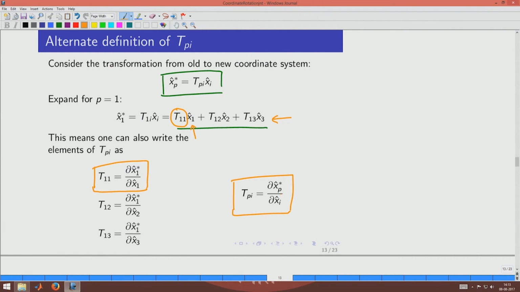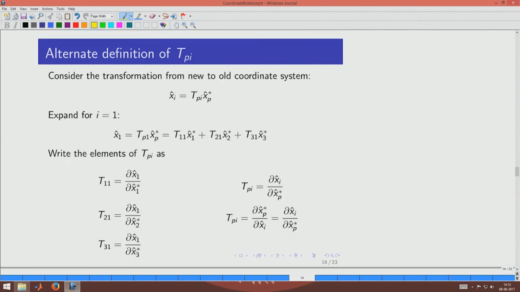So, the convention is that the first index goes to the numerator and the second index goes to the denominator, and p corresponds to the index of the new coordinate system, I corresponds to the index of the old coordinate system. So, if you stick to this kind of a connotation, then we will not make a mistake. So, you could arrive at the elements of the transformation matrix by looking at the differentiation, and this is particularly useful when the transformation is given as a functional form. Then we could use this kind of an expression.